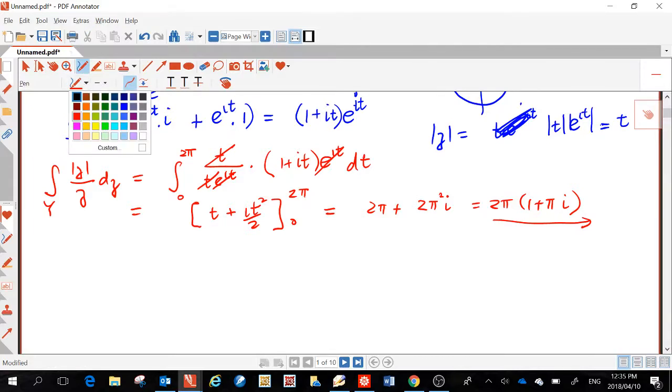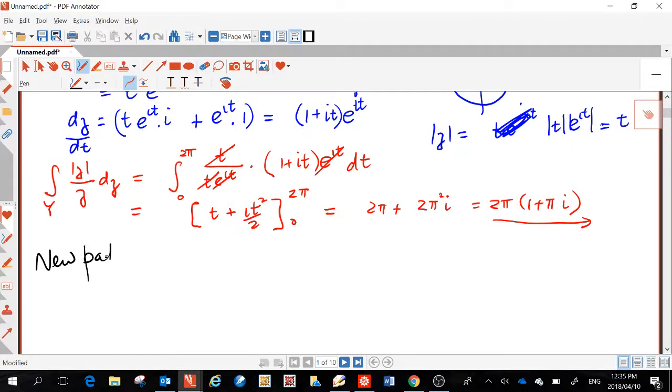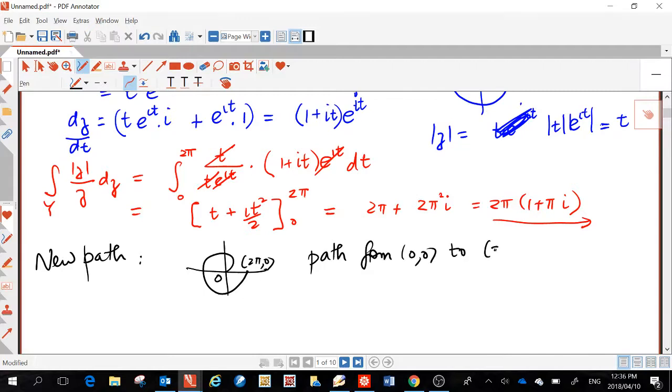Now, let me change the path. Let's use a new path. Let's take the same spiral, sorry, but let's change the path from 0, 0 to 2 pi, 0, the straight line.